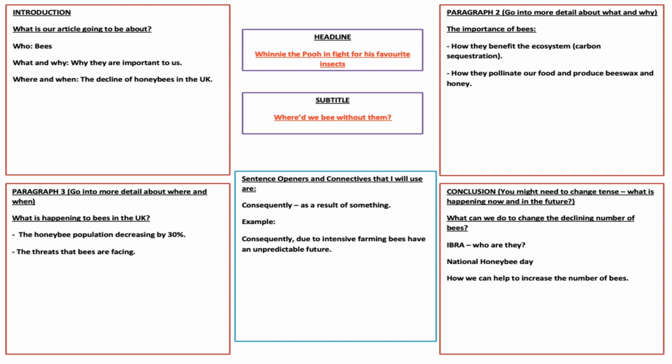So I've got my introduction on the left-hand side. In the middle, I've got my headline and subtitle. Paragraph 2 and paragraph 3, so we have details about what and why and details about where and when. These are the main body of my writing. On the right hand side I have the conclusion, okay? And then I've also added another box which includes sentence openers and connectives that you might like to use in your writing.